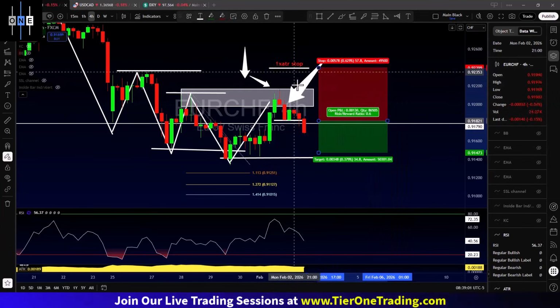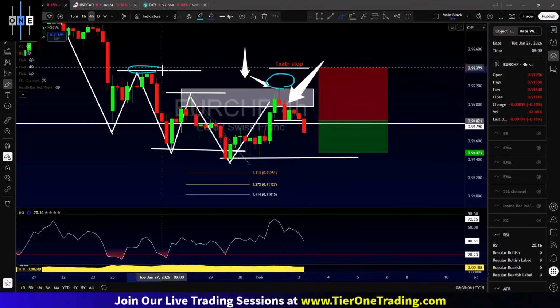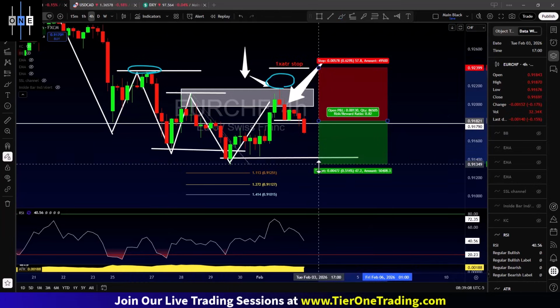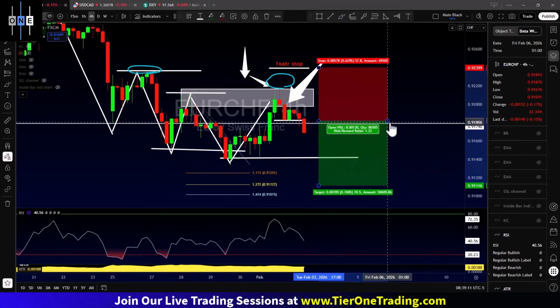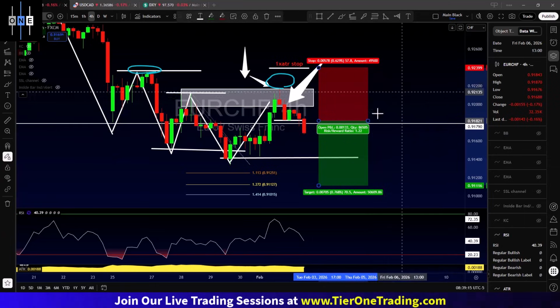Again, giving us some nice little breathing room, not just above this level of structure, but a little bit above this level as well. And then our target's looking for that extension, 127. That puts you down there. Delicious looking risk reward. So boom, that's a trading opportunity right there.